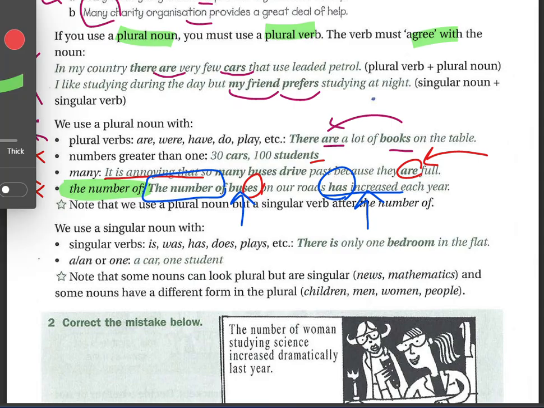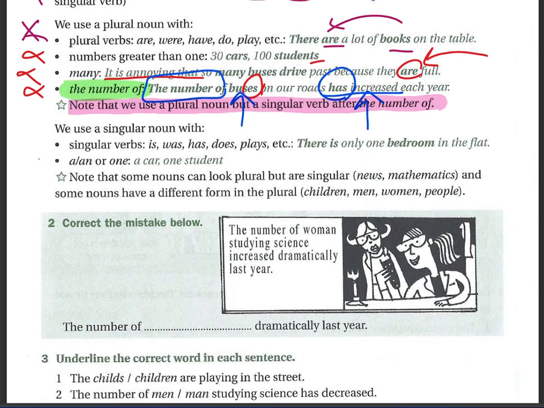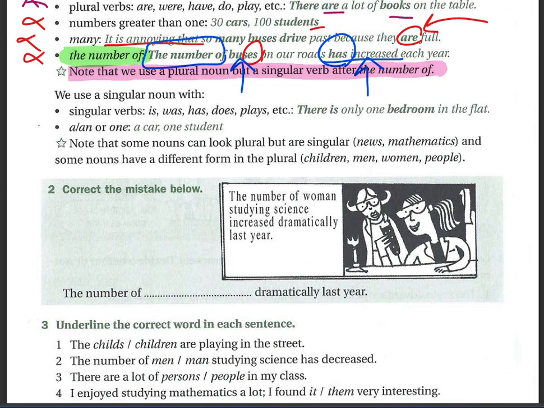And as you can see, we have it here. Note that we use a plural noun but a singular verb after the number of. Okay, that's great. So let's continue together.